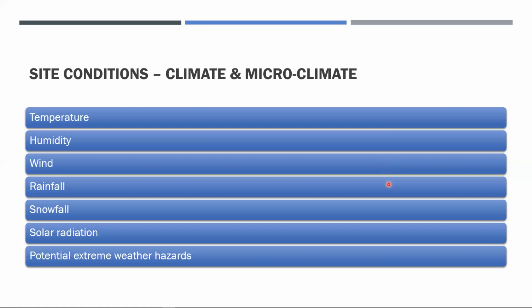Monthly precipitation totals, if possible, 10-year maximums for a 1 hour and a 24-hour period, that would be valuable for site development or site planning. Snowfall, if there is any snowfall: monthly total, maximum for any one day, maximum daily snowfall, so much like rainfall.